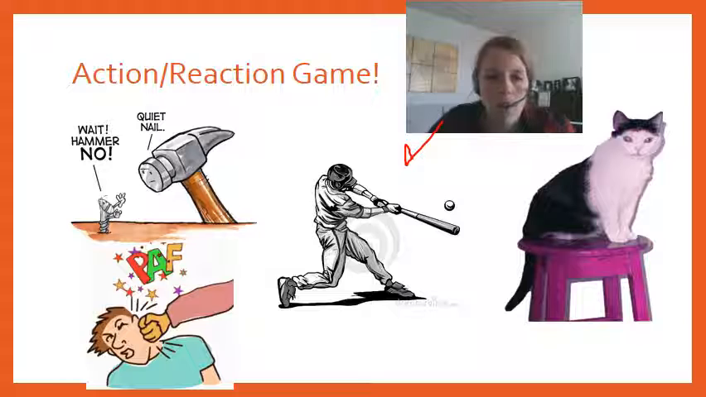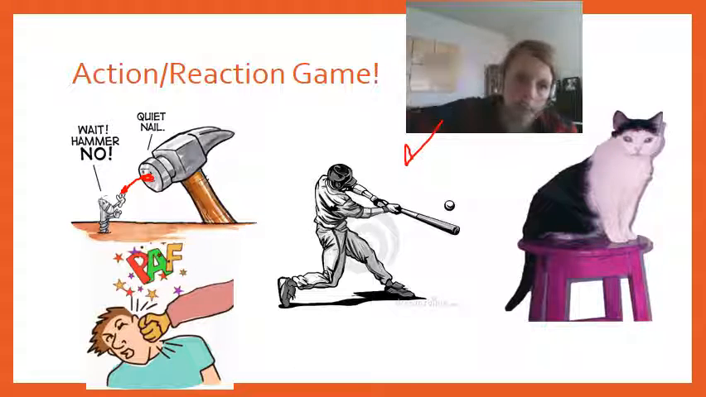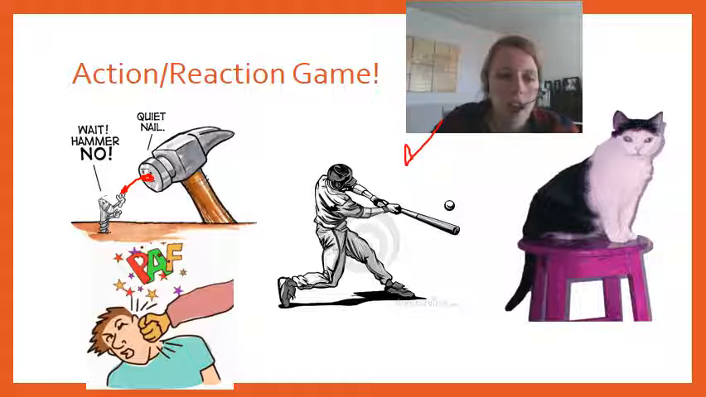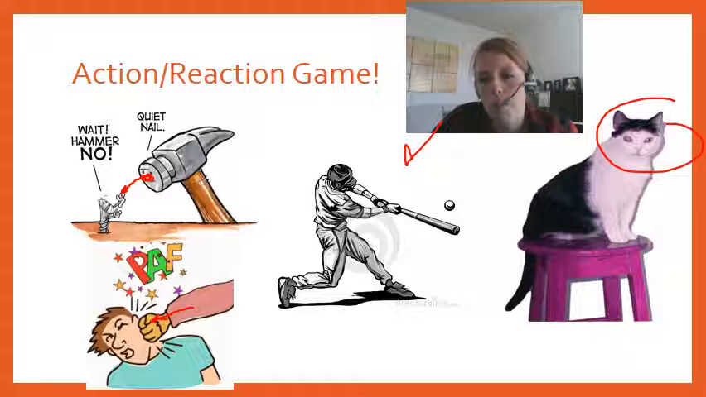So if you're talking about the hammer and the nail, the action is the hammer hitting the nail, and the reaction is that the nail drives into the wood or whatever. Action of being punched, that's the action. The reaction, of course, is that someone's face is going to get pushed away. They might get a bruise. The action here, not much action on this kitty, but the cat is sitting on the chair and the cat is pushing down on the chair, but that chair is actually also pushing up on the cat. So the cat is able to maintain sitting there.